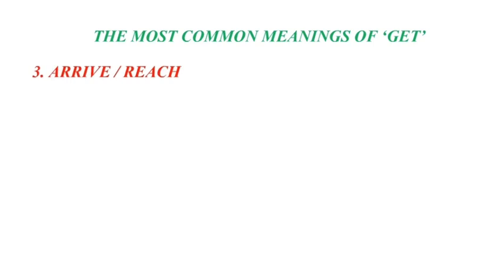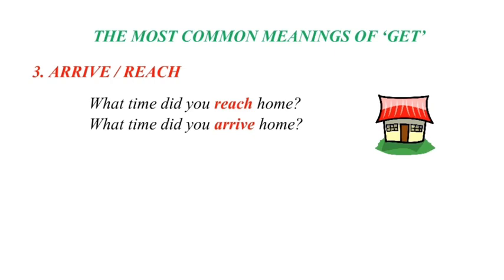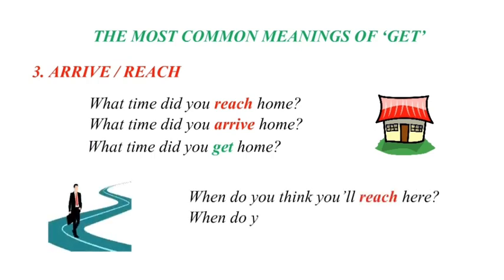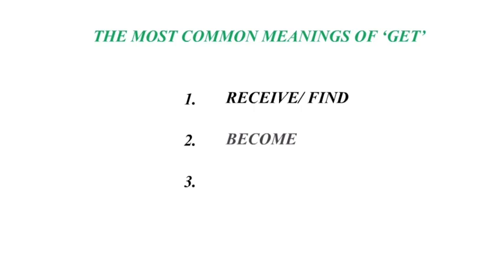Now the third way you can use the word get is in place of arrive or reach. Okay? See these examples. What time did you reach home? What time did you arrive home? So you can replace it with the word get. What time did you get home? When do you think you will reach here? When do you think you will arrive here? When do you think you'll get here? Easy? By now we have replaced 3 words with the word get. Let's see them again. The first is receive or find. Second is become. And the third is arrive or reach.